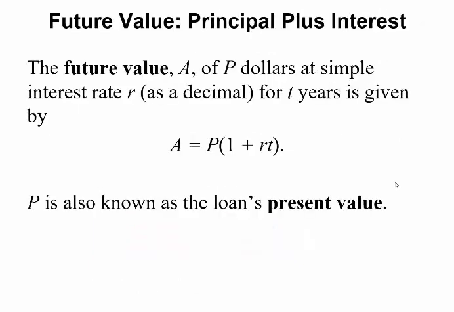All right, so now let's talk about the future value. The future value A of some amount of P dollars at the simple interest rate r for T years is given by the following: the future value is equal to the principal times 1 plus the rate times the time. P is also known as the loan's present value, so how much the loan is worth in today's dollars.